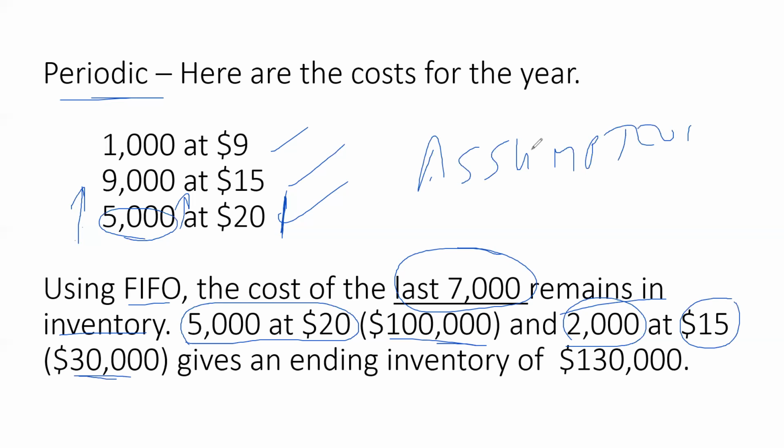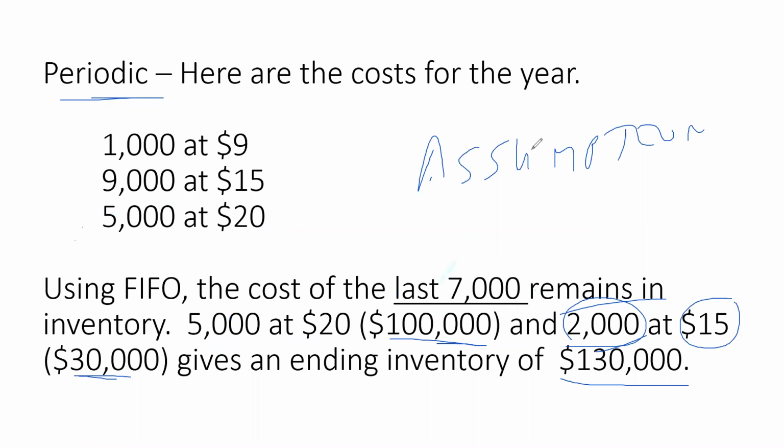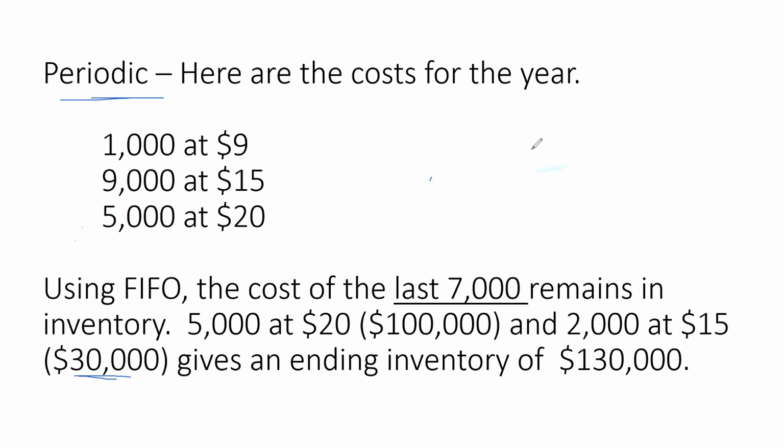This is an assumption that we use under FIFO, that our ending inventory is $130,000. That is the basic philosophy behind FIFO periodic. You wait until the end of the year to do all of this computation. In FIFO, the beginning ones are all gone to cost of goods sold, and it's the ones down here at the end, 5,000 at $20 and 2,000 at $15, that are left for an ending inventory figure of $130,000. Now, that tells me ending inventory, but that wasn't the question.